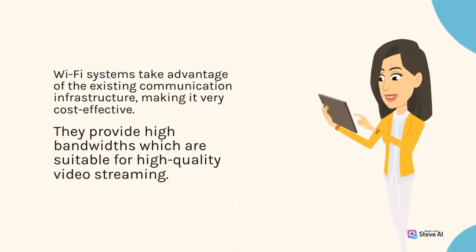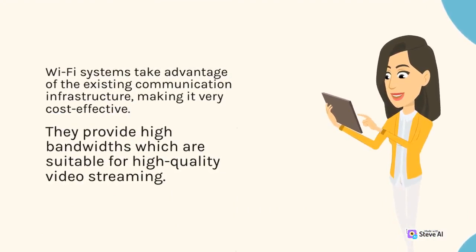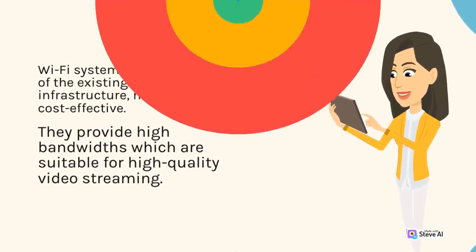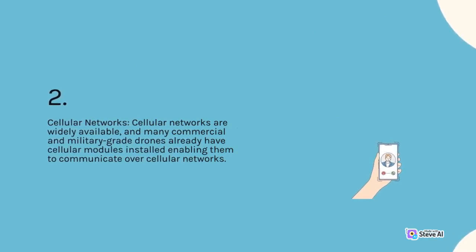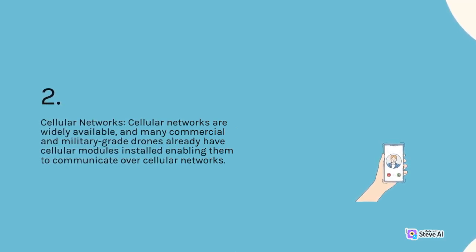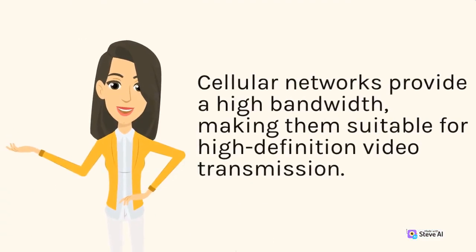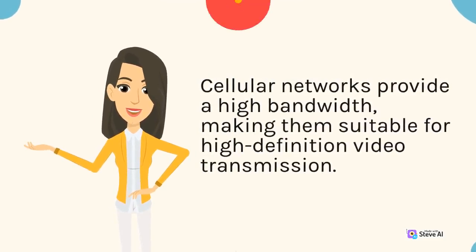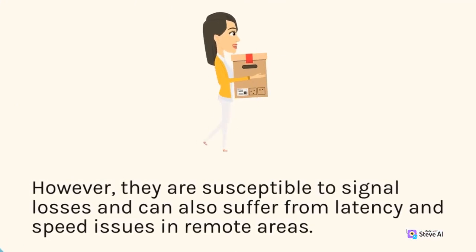Wi-Fi systems take advantage of the existing communication infrastructure, making it very cost-effective. They provide high bandwidths which are suitable for high-quality video streaming. 2. Cellular networks. Cellular networks are widely available, and many commercial and military-grade drones already have cellular modules installed, enabling them to communicate over cellular networks. Cellular networks provide a high bandwidth, making them suitable for high-definition video transmission. However, they are susceptible to signal losses and can also suffer from latency and speed issues in remote areas.